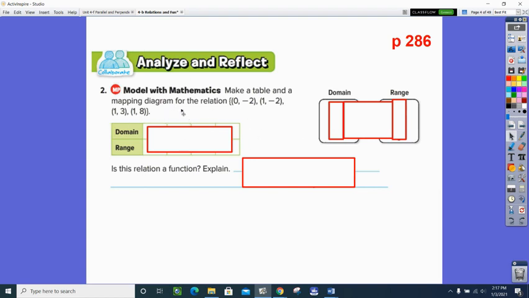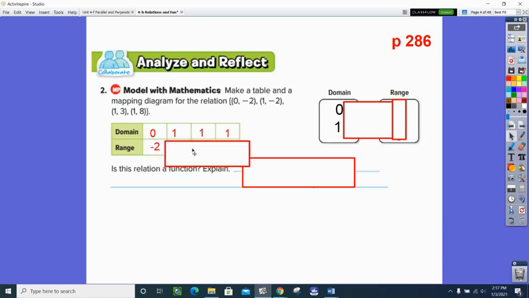So our domain, going back to our last video, would be the set of X's. So there's a 0, a 1, a 1, a 1. The members of the domain are going to be 0 and 1, and I'm going to put these points here. So there's the 0, the 1, the 1, and the 1, and then it was 0, -2, and 1, -2, and 1, 3, and 1, 8. And then if we look at our range, it would be -2 and 3 and 8.